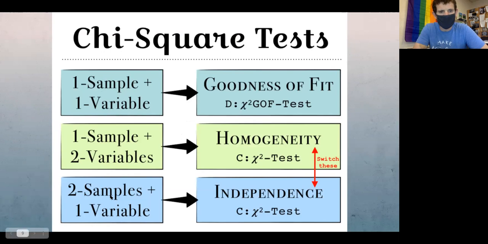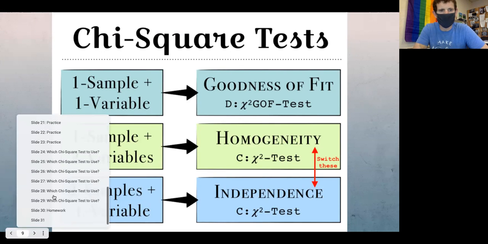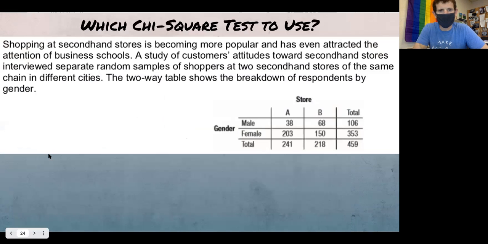If it's two samples testing one variable, that's going to be a homogeneity test. So try and ask yourself basically, am I looking at two different samples and I'm comparing them? Or am I looking at one sample that's been split into two different variables? And it's not always going to be straightforward, but let's see if you can figure it out. You don't need to answer the question, I just want you to determine which test we are using.